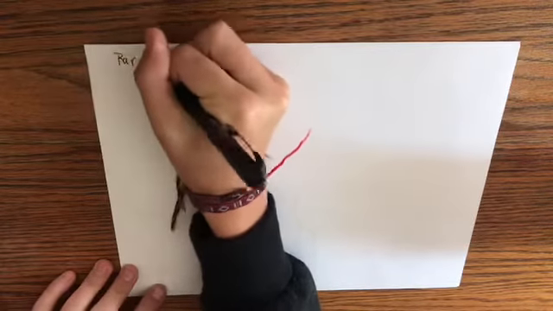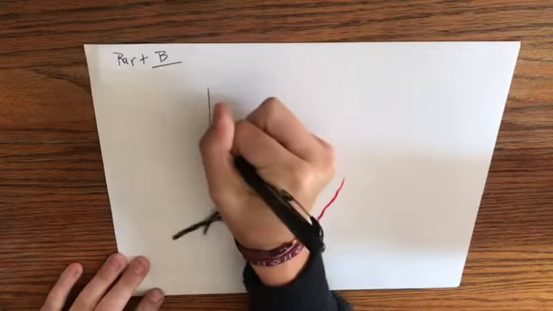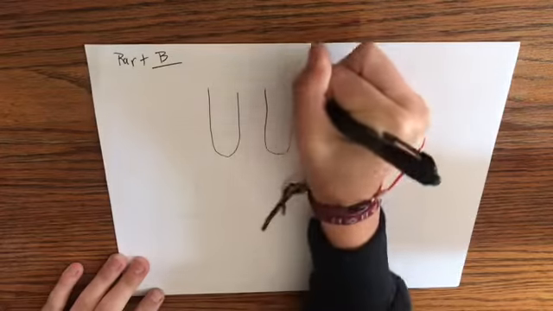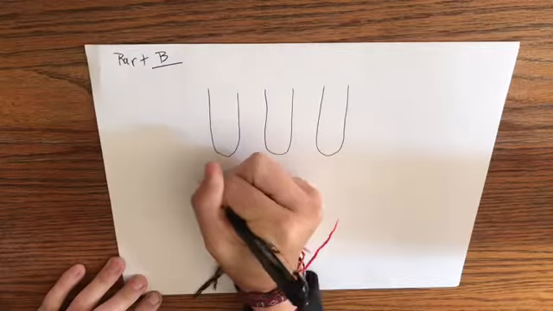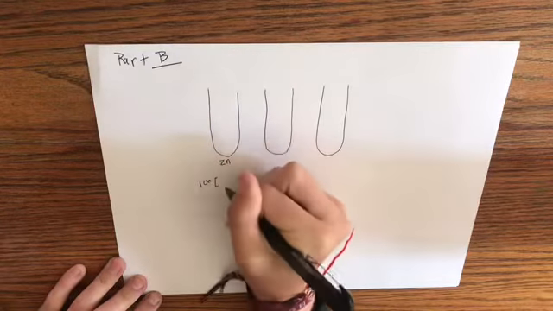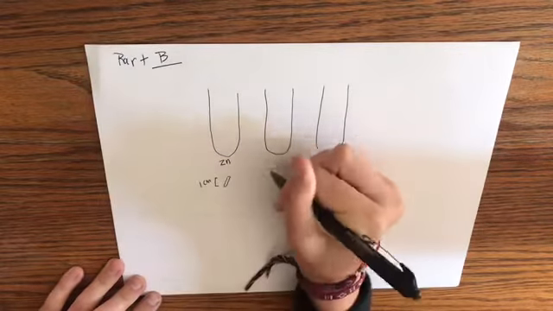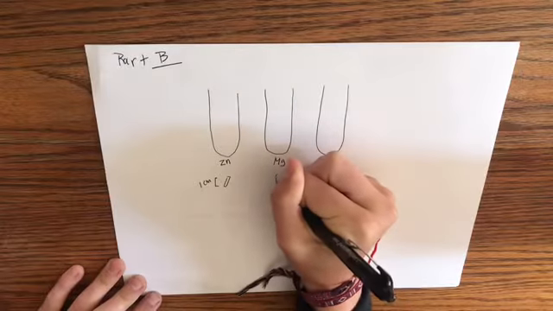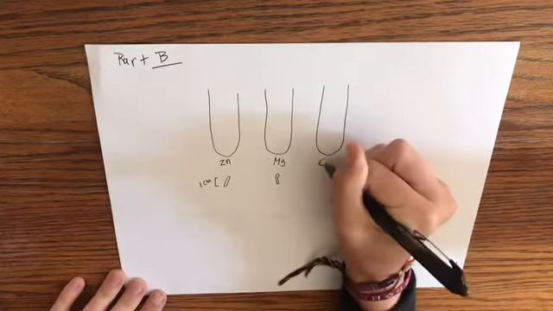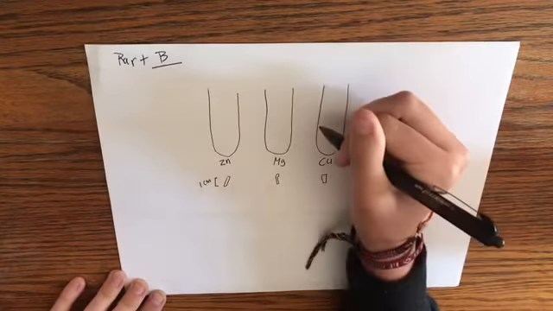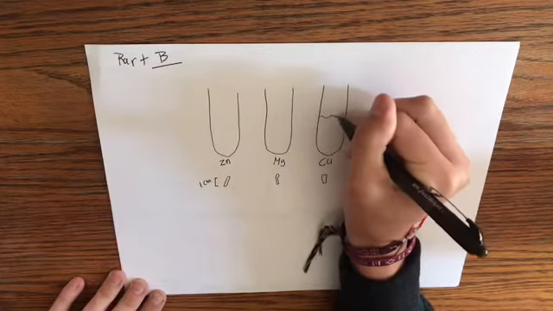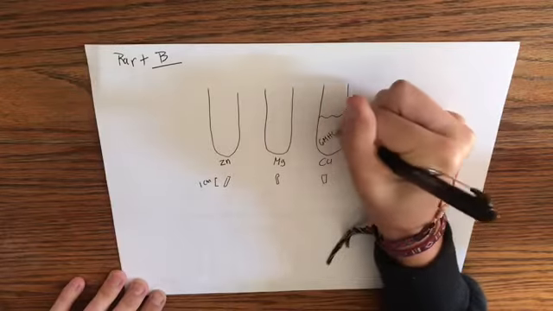Moving on to part B of the experiment, we have 3 test tubes. We're labeling them zinc, magnesium, and copper. And we're adding 1 centimeter of each metal that it is labeled into the test tube. So we'll add 1 centimeter strip of zinc, 1 centimeter strip of magnesium, and 1 centimeter strip of copper.